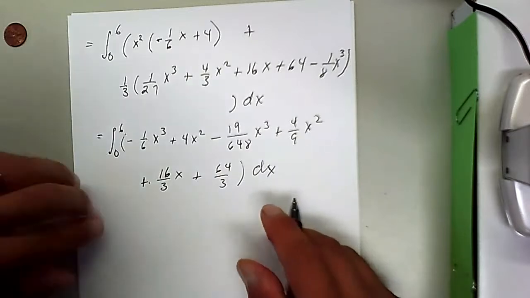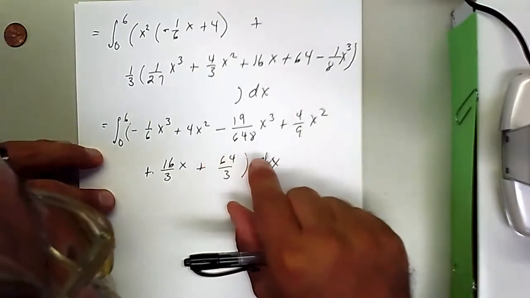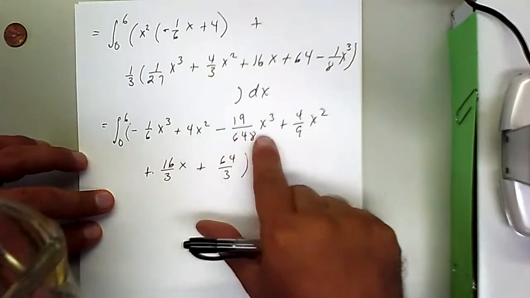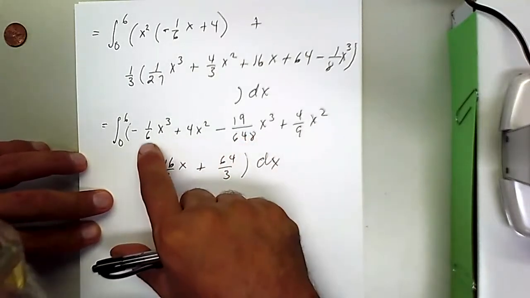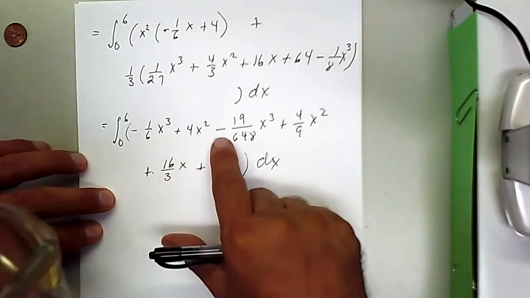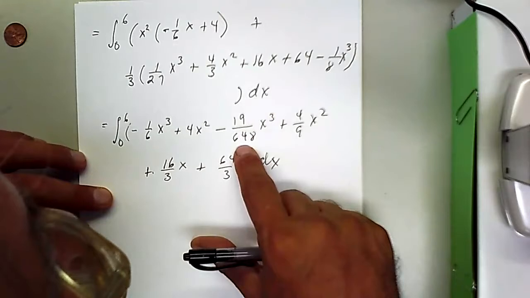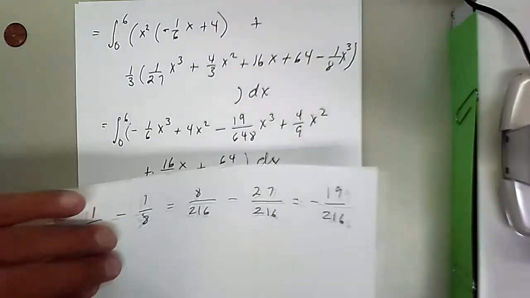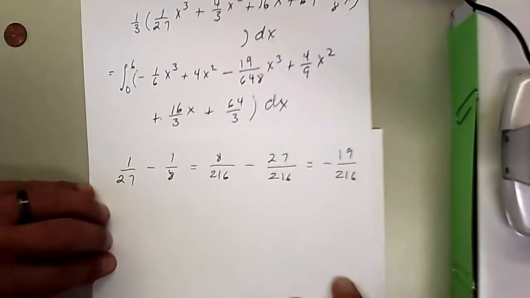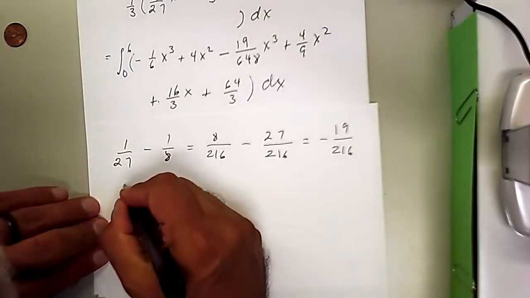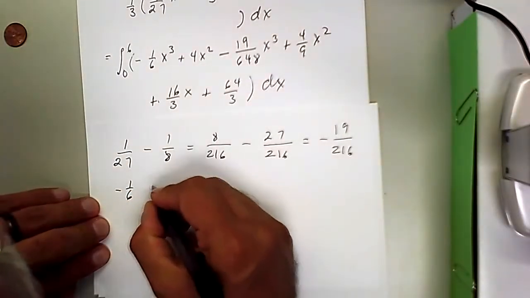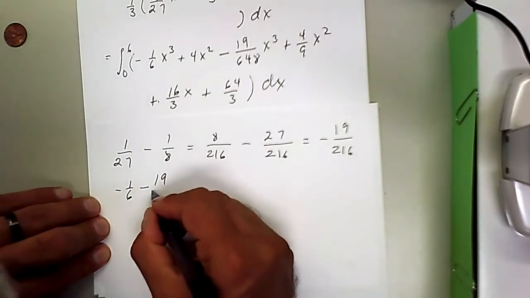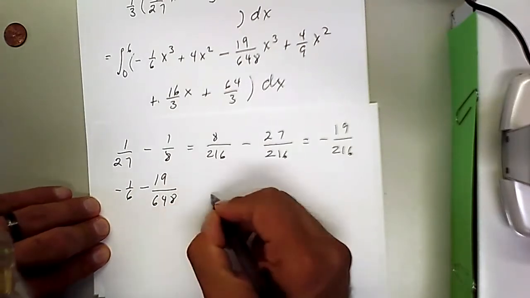And then we combine like terms, of course. The highest exponent is cubed. So now we've got to subtract 1/6 x cubed minus 19 over 648 x cubed. So I'm going to bring back my little computations paper. So negative 1 over 6, and then we're going to subtract 19 over 648.